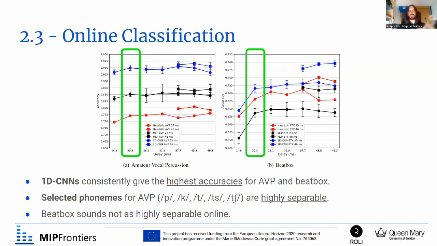So basically, we see that the 20 milliseconds mark of delay is usually also a good mark, as we saw in onset detection. So if both onset detection and classification can recognize sounds in 20 milliseconds, this is a good sign, because the delay is not as high, and users wouldn't be that dissatisfied with the result of the online transcription. And finally, beatbox sounds are not as highly separable online, sometimes reaching 80% accuracies, but at high delays.